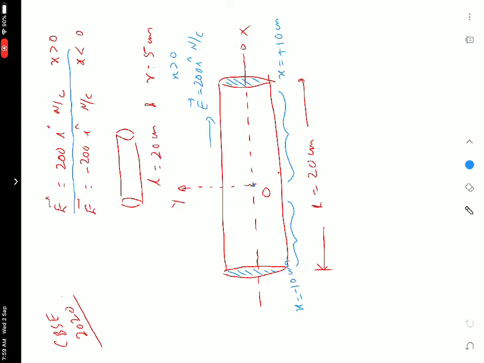But x less than 0, negative values are minus 1, minus 2, minus 3, minus 4 up to minus 10. The values are given as E vector is equal to minus 200 i cap Newton per Coulomb. Magnitude is the same, but direction is different. Its direction is towards left side. Minus i cap is given there. So what is the net flux and what is the charge inside?